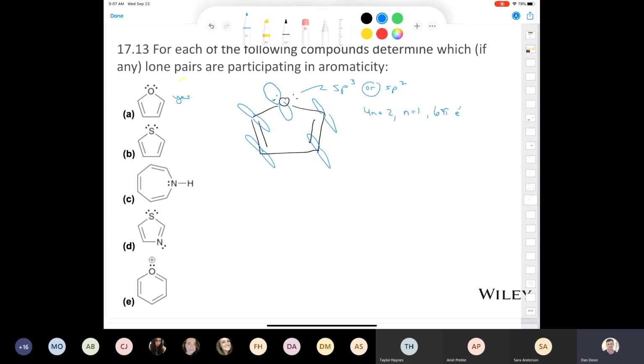Let's skip B and move right to C, and I'll redraw the molecule the best I can. Does anybody else find it challenging to draw 7-membered rings? Probably just me. Anyhow, there's a halfway decent 7-membered ring. So what the question is asking is, is this lone pair that I'm highlighting in red participating in aromaticity, yes or no?